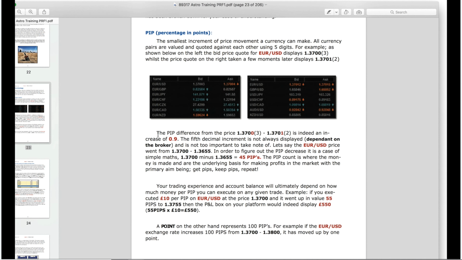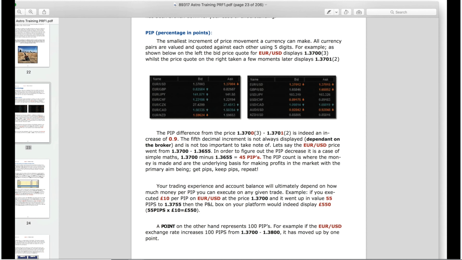Now, here, firstly, the pip difference from the price 1.3700, and I've put in brackets the 5th one here, 3, to 1.3701, in brackets 2, is indeed an increase of 0.9 pips. Now, the 5th decimal place, we can in fact just turn a blind eye to it. It is known as a pipette. The pipette is more or less a point of the actual pip. The 4th decimal place is the pip.